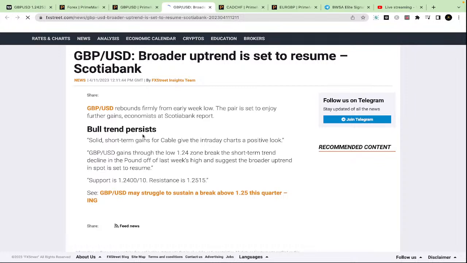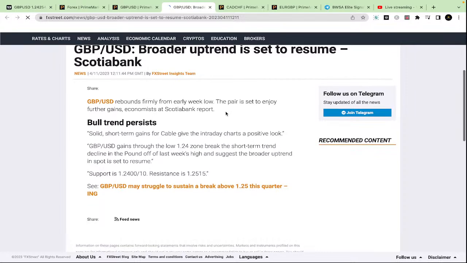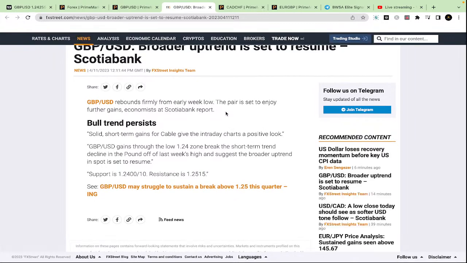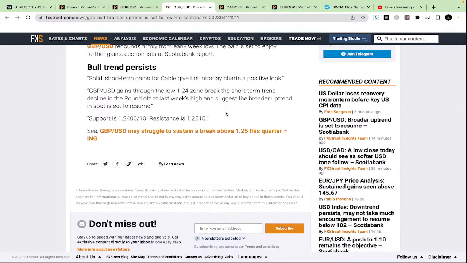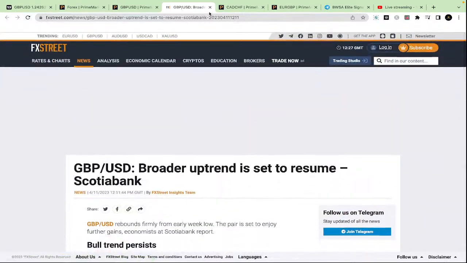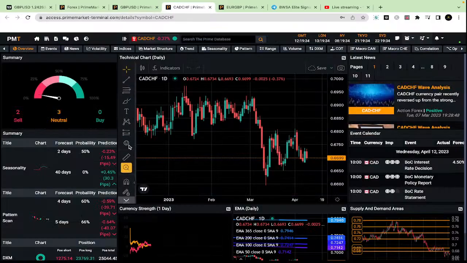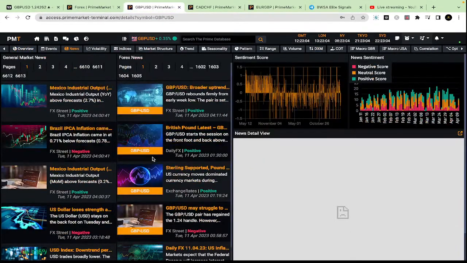This is FX Street, which is a source that I gave you guys. GBP USD rebounds firmly from earlier week low, right? The earlier week low is from that positive US. Well, it wasn't positive, but they had some positive reports coming out last week. The US dollar fell. The pair is set to enjoy further gains. Economists at Scotiabank report: bull trend persists. Solid short-term gains for cable given the intraday charts look positive. GBP USD gains through the low of the 1.24 zone break, etc. So not really too many actual economic fundamentals as to why this is buying, but Great British Pound.